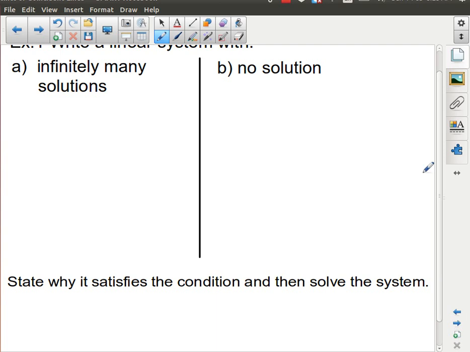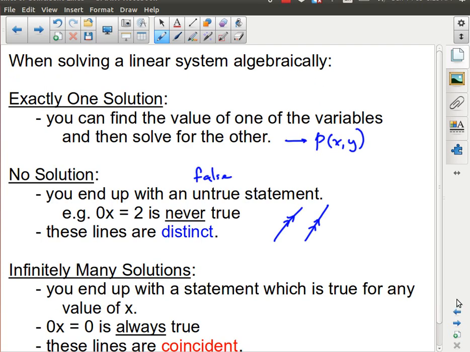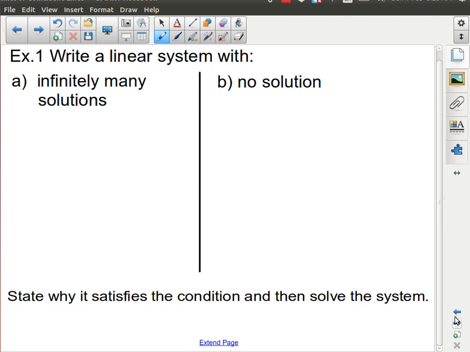One last example. Write a linear system with infinitely many solutions or no solutions. So can you take your understanding of what we just summarized on the previous page, infinitely many solutions or no solution? So no solution means two parallel lines that are distinct from each other. Infinitely many solutions means we have two lines that are the same. So for infinitely many solutions, we have the same line.